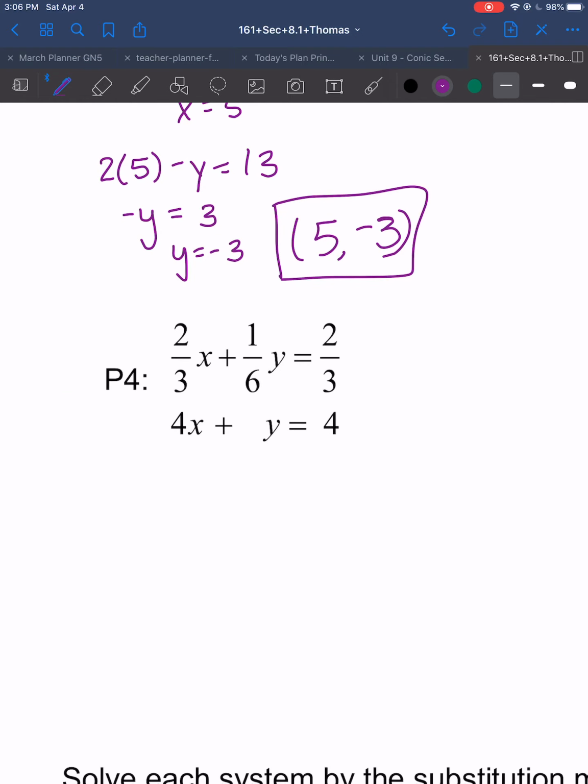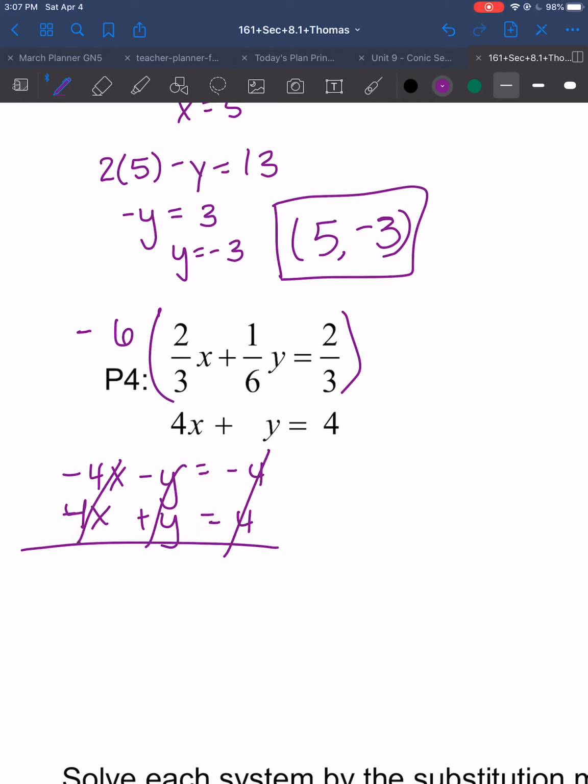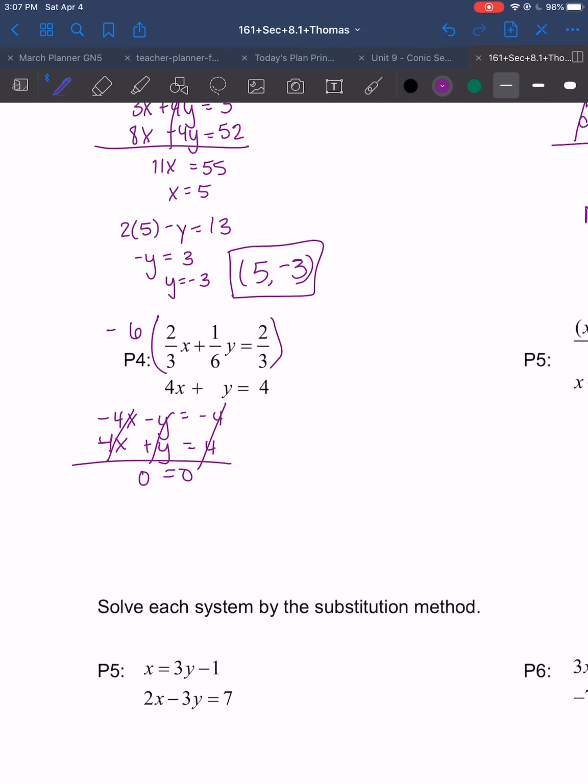Fractions, your favorite. So let's say we want to eliminate the x's, just because it's easiest. Alright, so we're going to multiply this thing by something to get a negative 4. So I'm going to need it negative, and then it's going to be 6. So I'm going to have negative 4x minus y equals negative 4. And then 4x plus y equals 4. Well, everything goes away, so I have 0 equals 0. And if we go back up here, when 0 equals 0, that means we have infinite solutions.